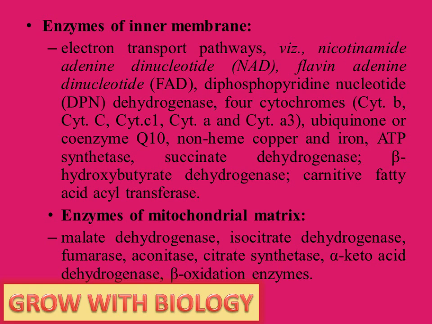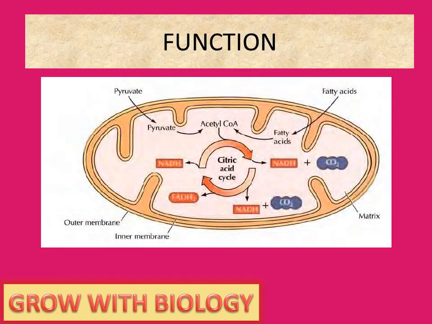Now in the matrix of mitochondria, it has malate dehydrogenase, isocitrate dehydrogenase, fumarase, aconitase. All these enzymes are required for the citric acid pathway, that is the Krebs cycle. Now when we talk about function, we find that the citric acid cycle takes place inside the matrix of mitochondria, and the inner membrane of mitochondria has the electron transport system which will generate the ATP.